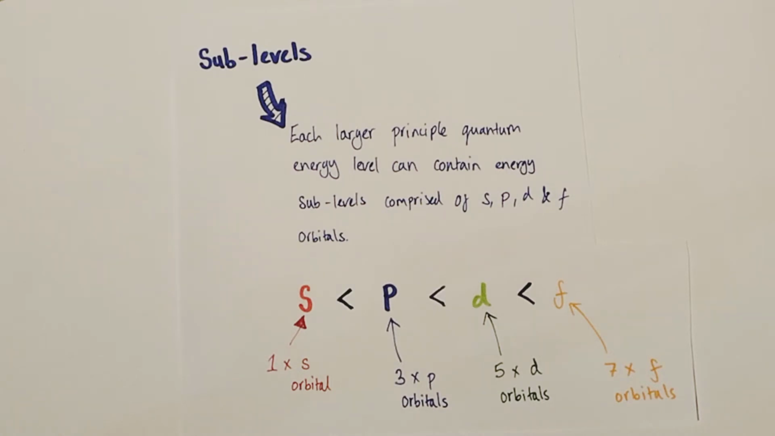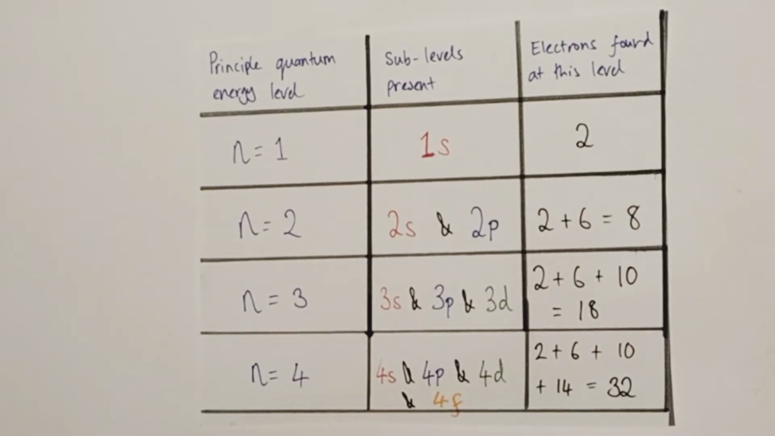And finally, the highest energy sublevels we can find are f sublevels, which contain 7 f orbitals. And f orbitals are even more complex in shape distribution than the d orbitals. Now this table goes through what we might find at some of these principal quantum energy levels in terms of sublevels present, orbitals present, and how many electrons we're going to find at that particular energy level.